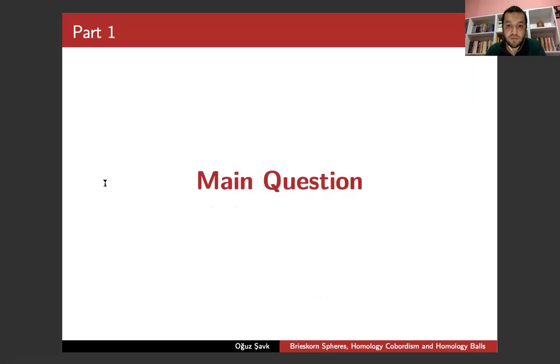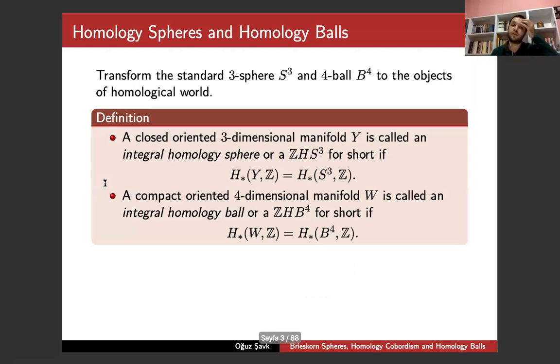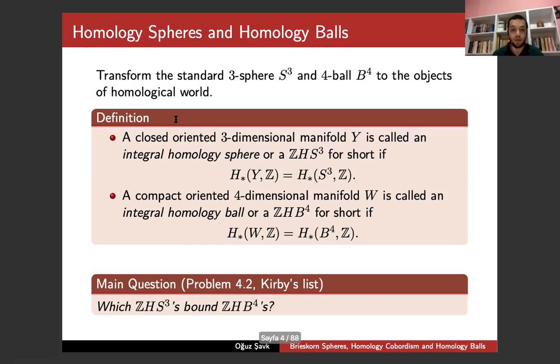Let's first investigate our main question. For this, we need two definitions. A closed oriented three-dimensional manifold Y is called an integral homology sphere if it has the same integral homology as the three-dimensional sphere. We may similarly define an integral homology ball. Since the standard three-sphere bounds a four-ball, we may ask the homological analog of this question: which integral homology spheres bound integral homology balls?